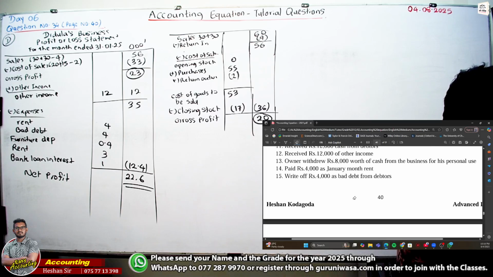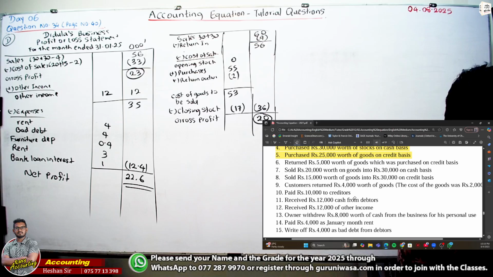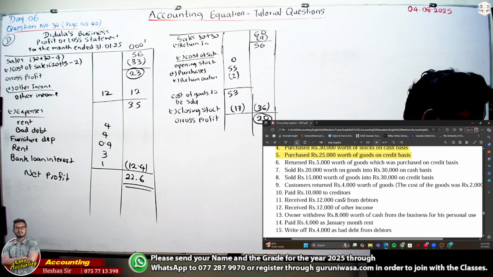Yes. So purchase return is 5,000. Purchase return is 5,000. So rather deducted in 5. Purchase return.